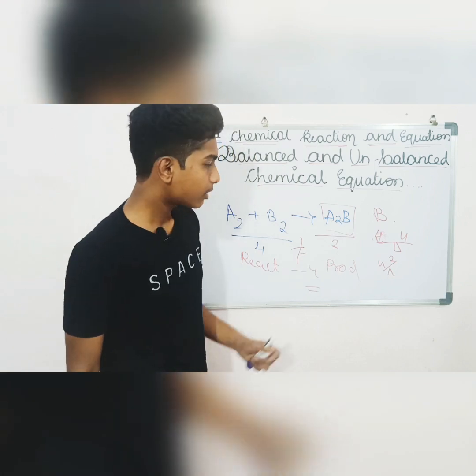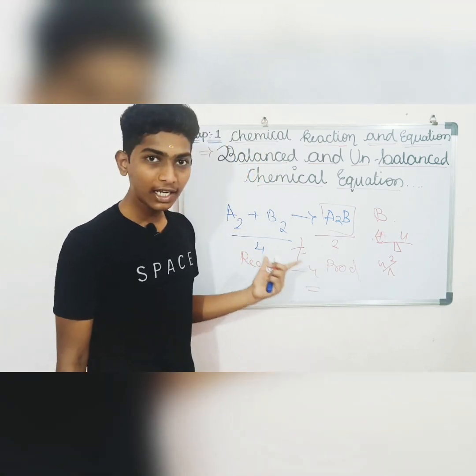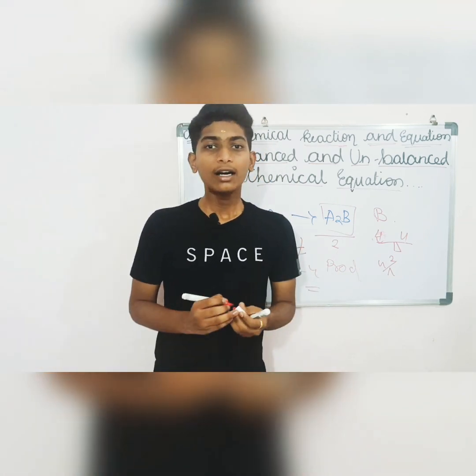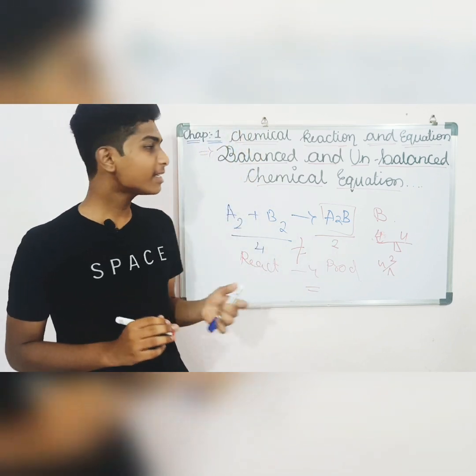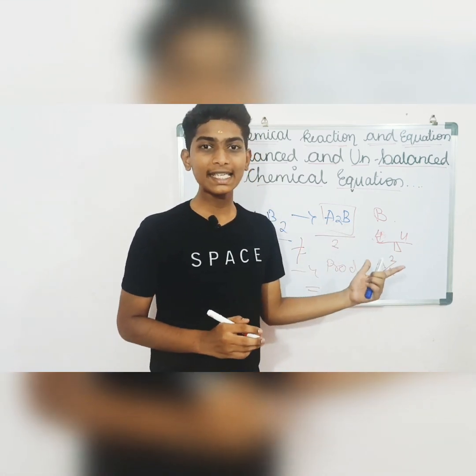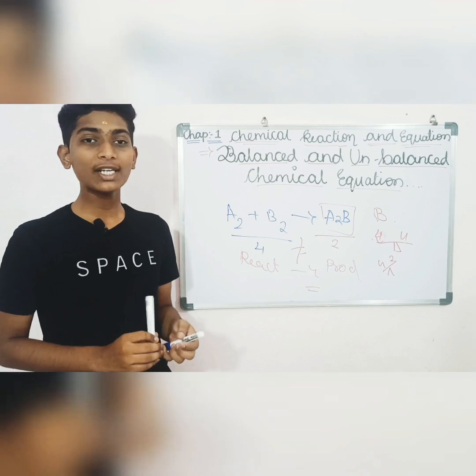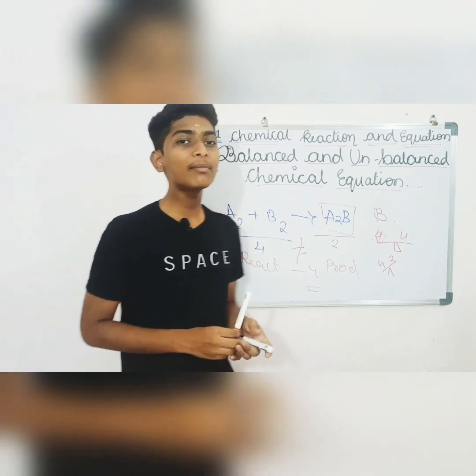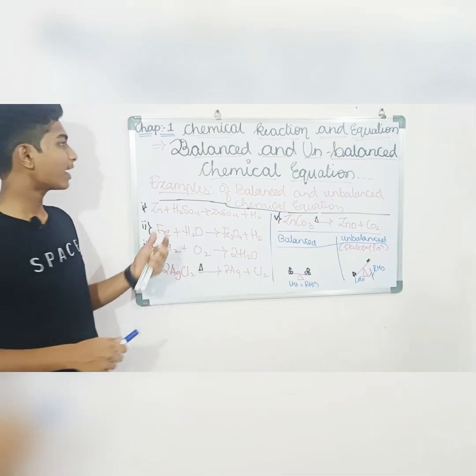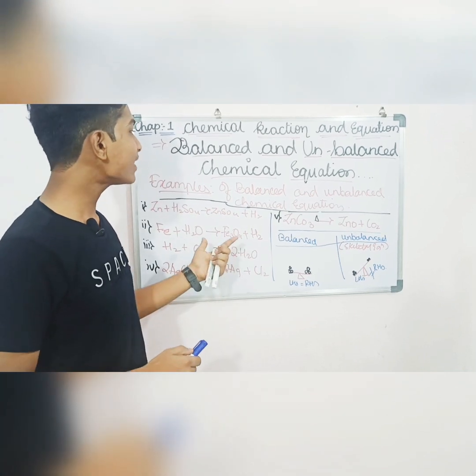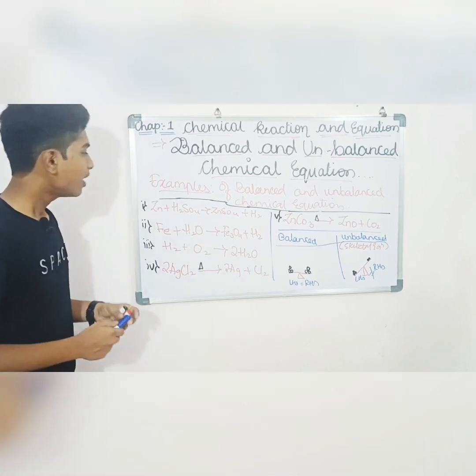This is unbalanced. So such unbalanced chemical equations are termed as skeletal equations. There is a way to balance these unbalanced chemical equations or skeletal equations. That method is known as hit and trial. Okay. Here are some examples of balanced and unbalanced chemical equations.